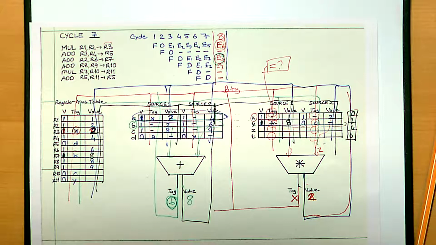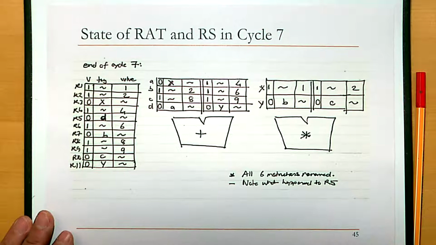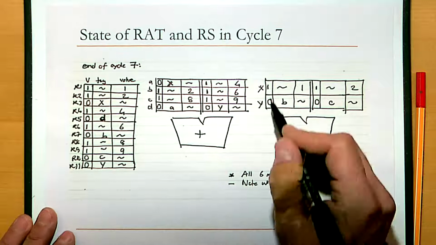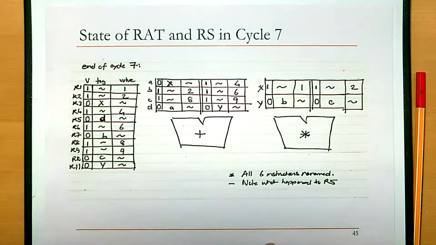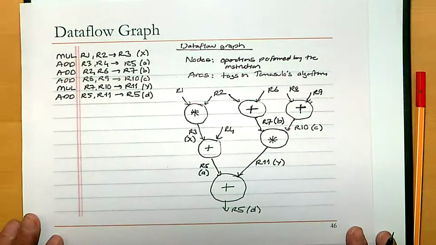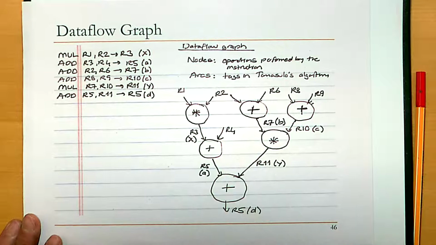So okay, let me finish with one thing. This is the state of the RAT and reservation station in cycle 7. It's the same thing, I assure you of that, except I omitted XYZT over here. You could get away with two reservation stations here. So all six instructions are renamed, and basically you have all the six instructions in the machine. I assure you, you can construct this data flow graph based on what you see in this machine. Maybe not exactly the register values, but let's do that very quickly. I hope we'll have time. I hope you'll give me some time to do it, because this is very interesting.